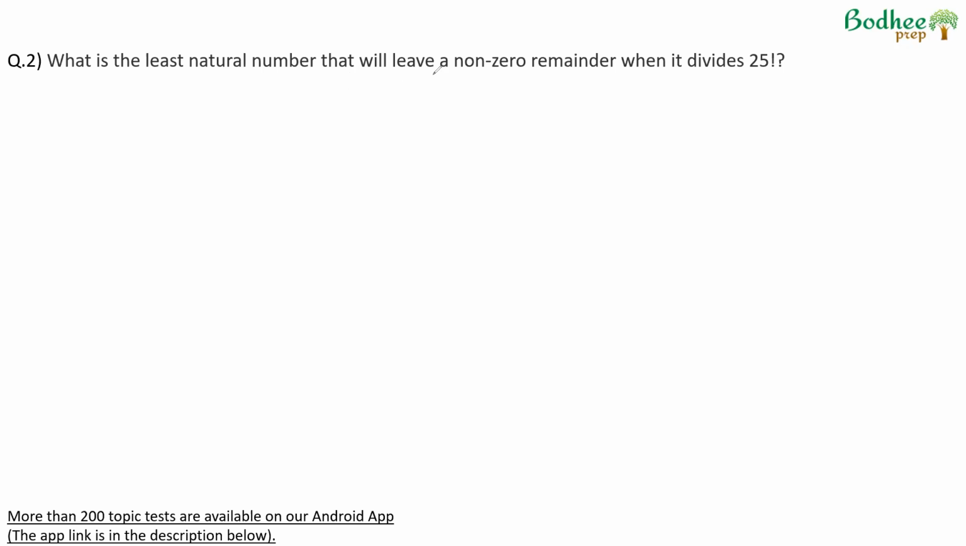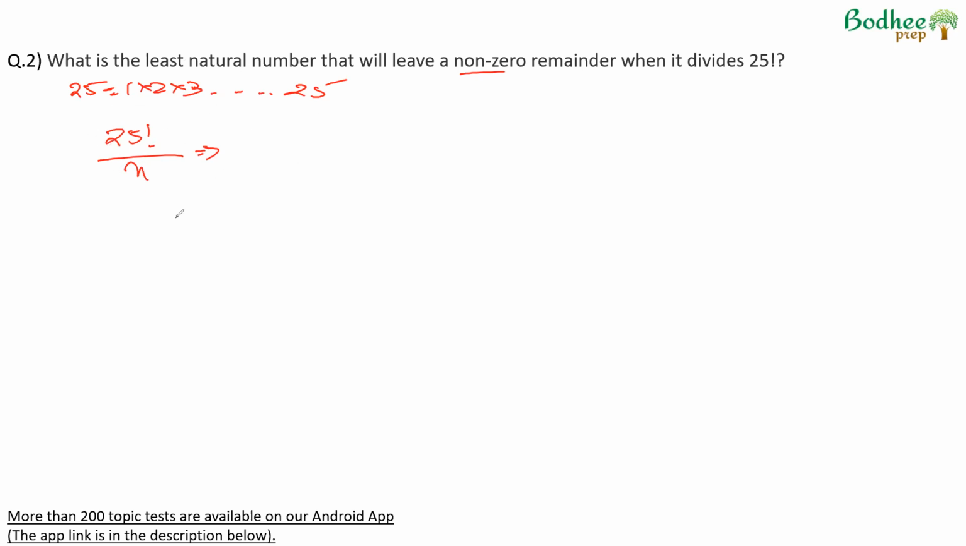What is the least rational number that will leave a non-zero remainder when it divides 25 factorial? So we are dividing 25 factorial by a number and we want a remainder, so division should not happen. Now 25 factorial is nothing but 1 into 2 into 3 into 4 into 5 and so on, up till 25. So obviously all the numbers from 1 to 25 will divide 25 factorial.